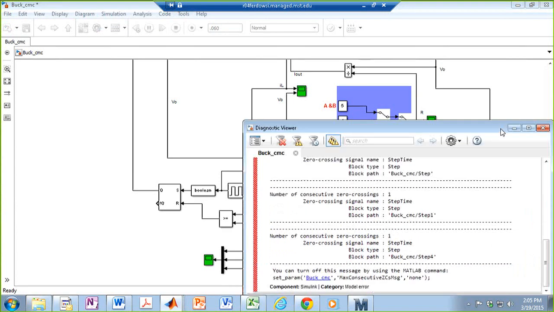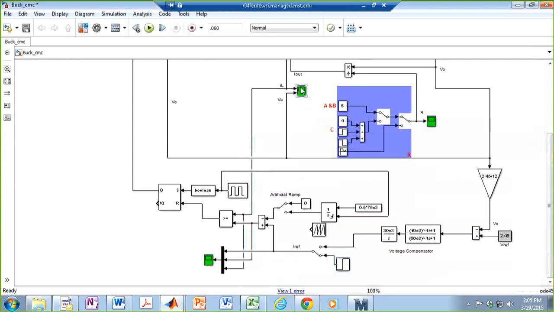So we get an error. The error is basically because the system is becoming chaotic. We can actually take a look at it.